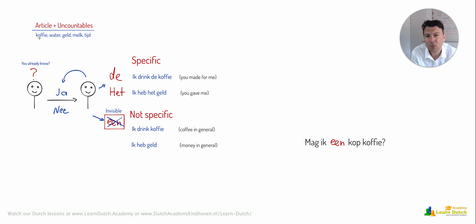Here's an example. Coffee, or water, or geld, or milk, or tijd. Uncountable means we cannot say 2 melk, 2 tijd, 3 money, 3 geld. We use other words to count these nouns, like 2 liter, 2 uur, $3, etc. So how do you use articles with uncountables?